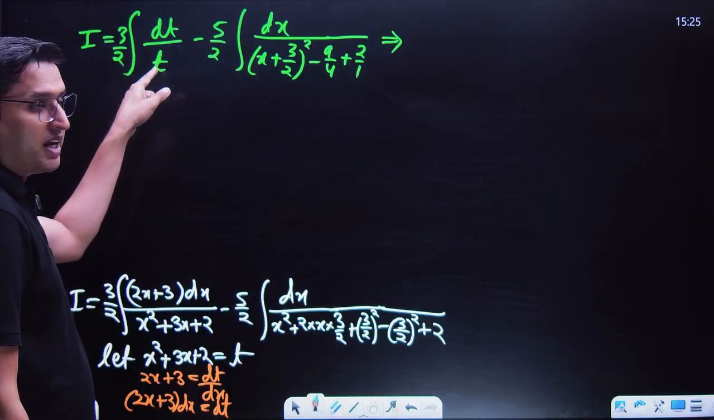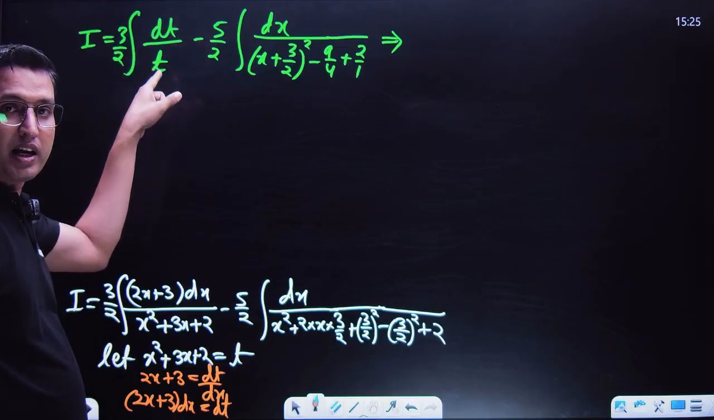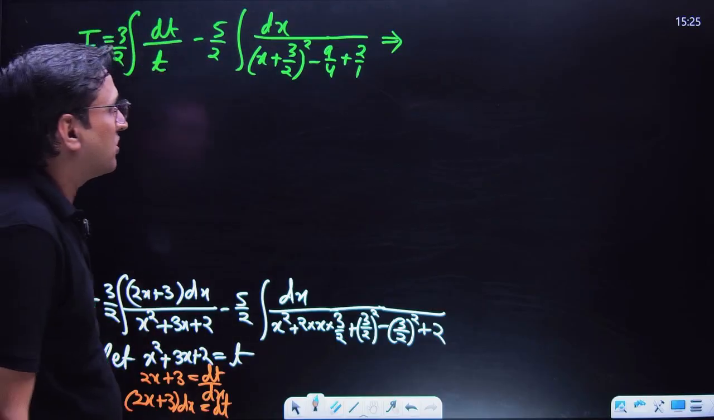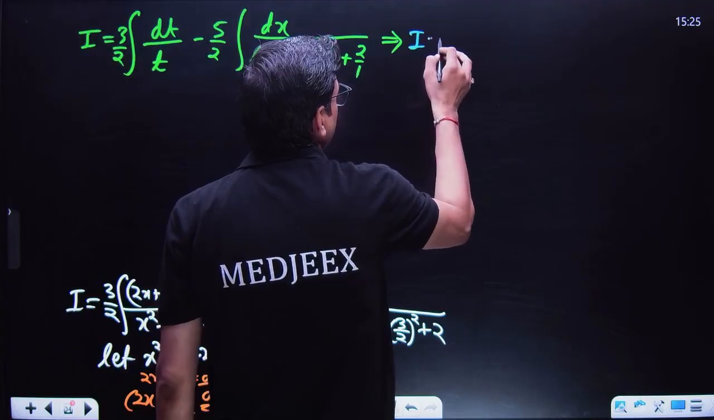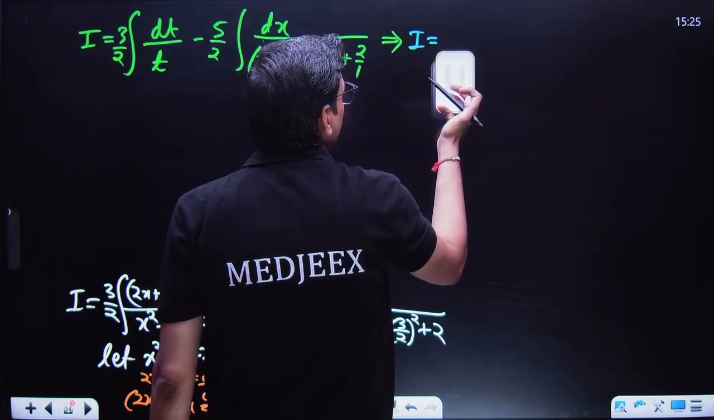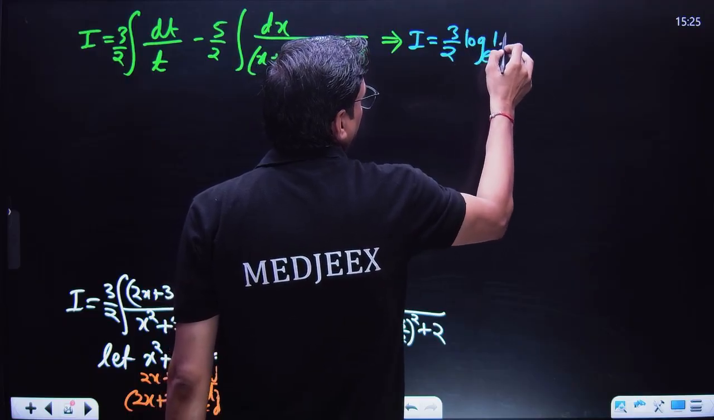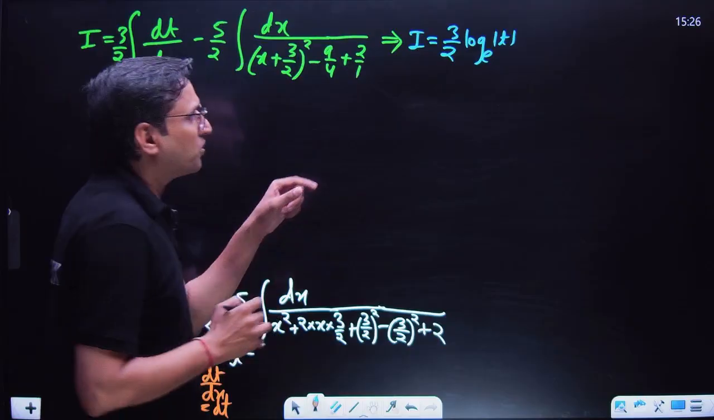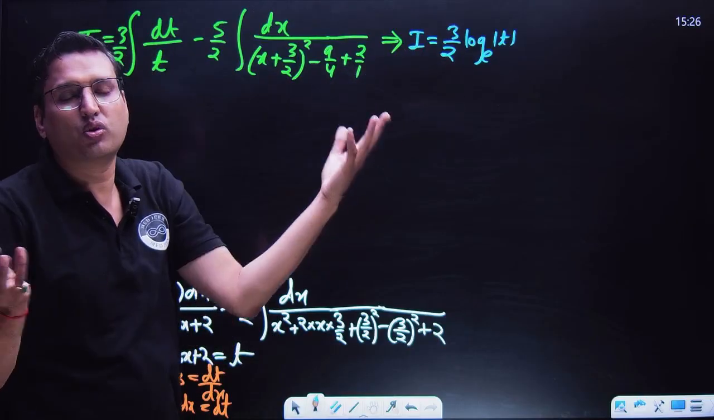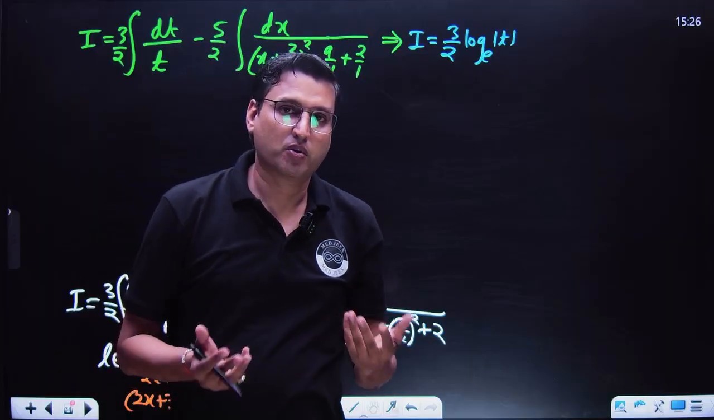We know the integration of 1 by t will become log of modulus of t. Then it will be written as I is equal to 3 by 2 natural log of modulus t. Why am I putting t into the modulus? We don't know what t is. It can be positive, it can be negative.